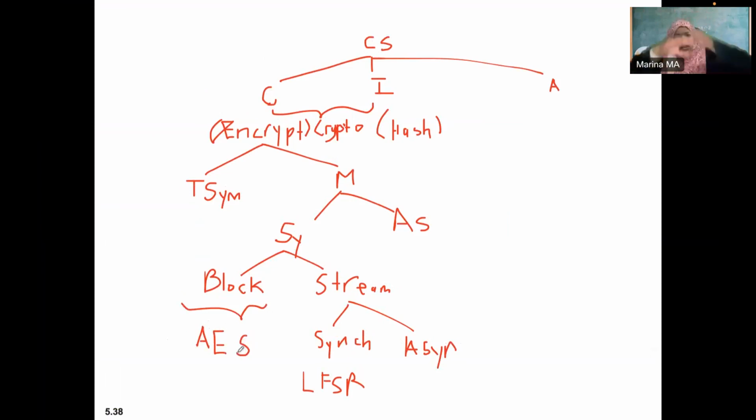So I hope you get the picture from the beginning until so far, chapter 5.